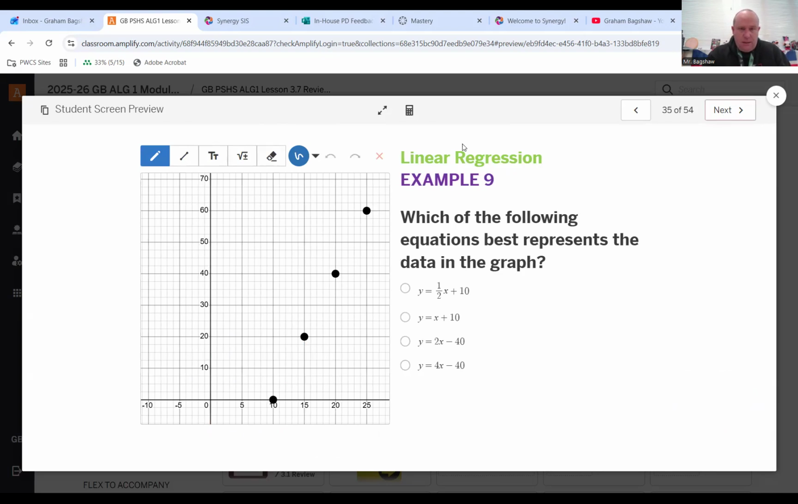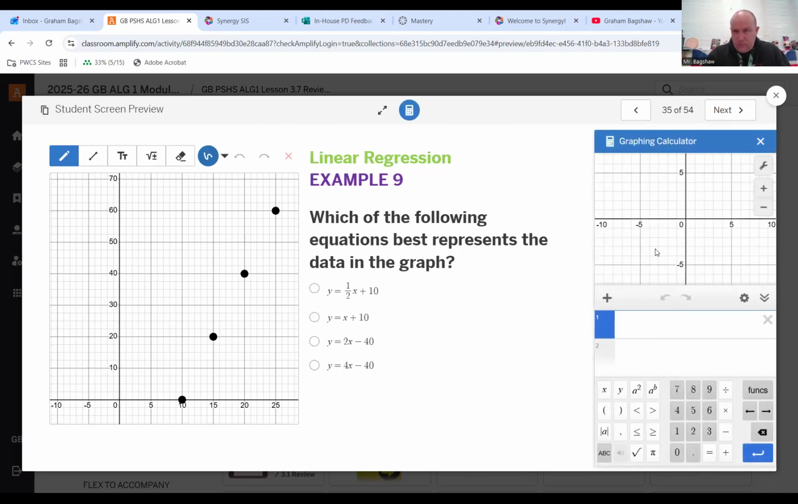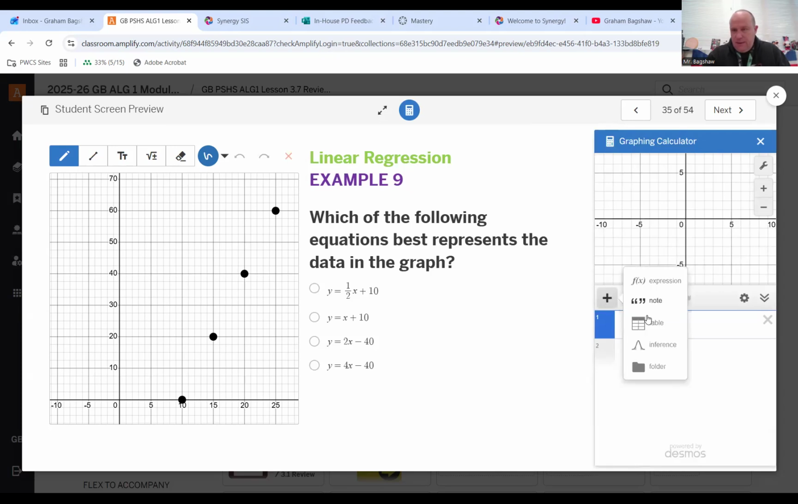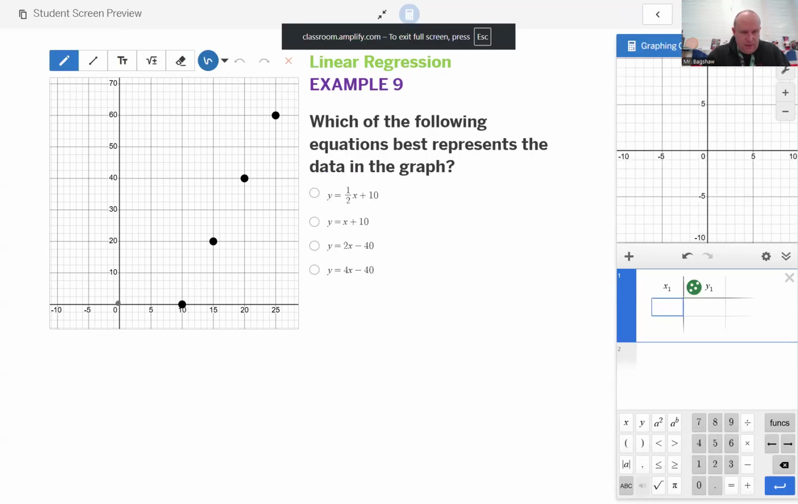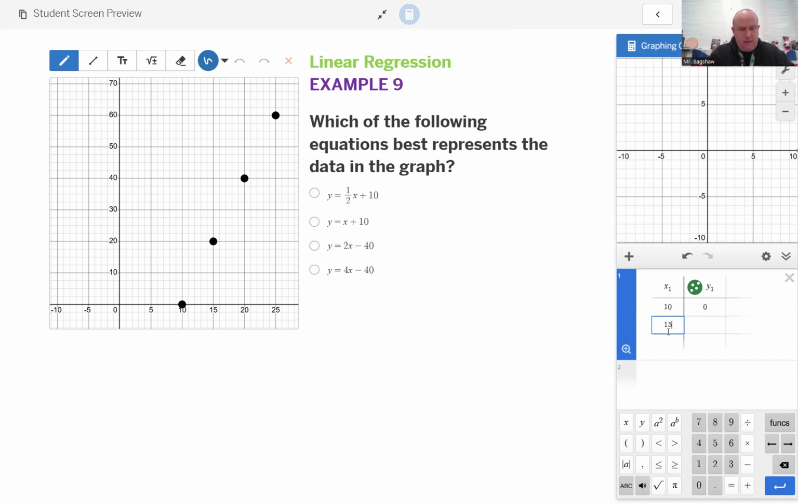Okay. All right, so let's have a look at our first question then. So this is the most difficult version of this question where we have to enter the values ourselves. Let me go full screen here so we can see this a little bit better. So my first value certainly looks like 10, 0. So let me type that in. This one looks like 15 and 20. And this one is 20 and 40.